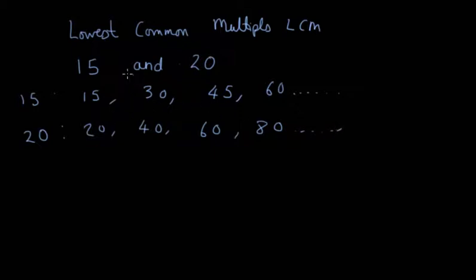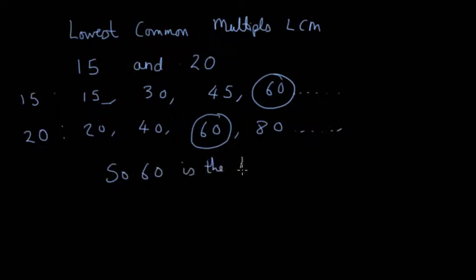So now for the lowest common multiple, we're looking for the multiples that are in common for both 15 and 20, and the lowest one. So we look through them until we find 60 is common to both 15 and 20. So 60 is the LCM of 15 and 20.